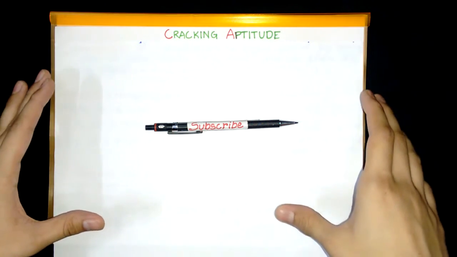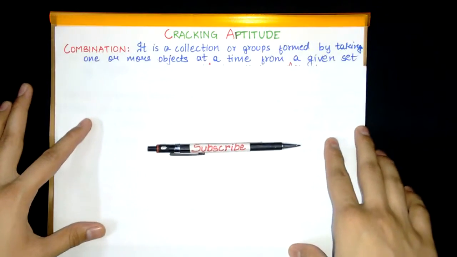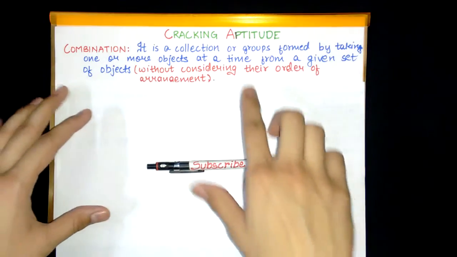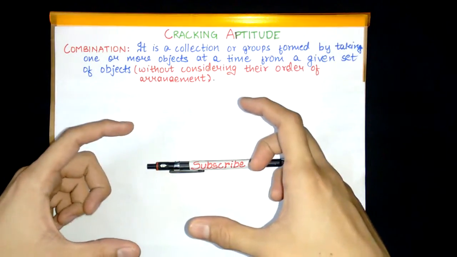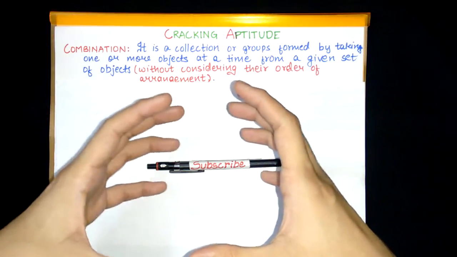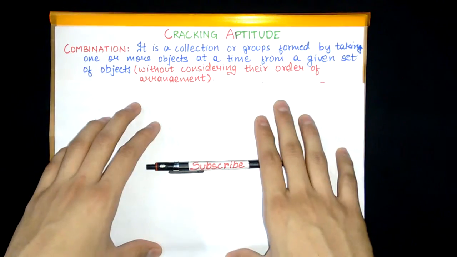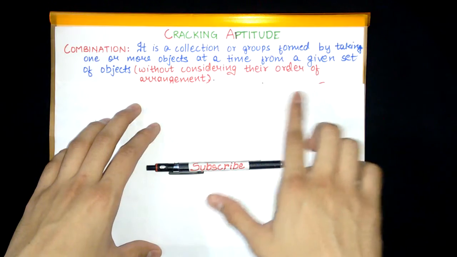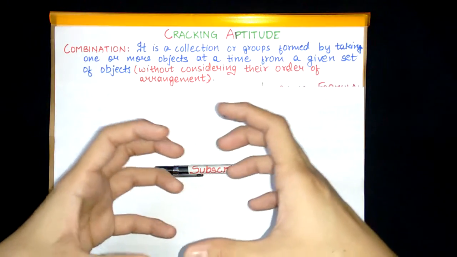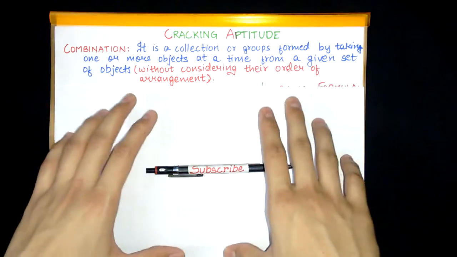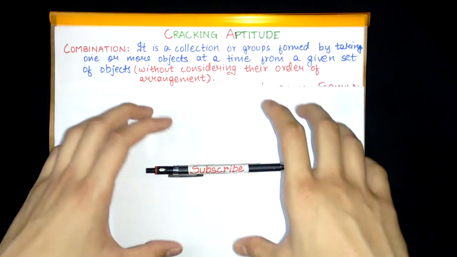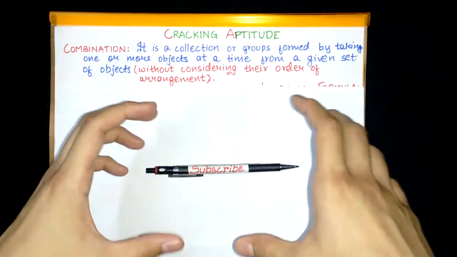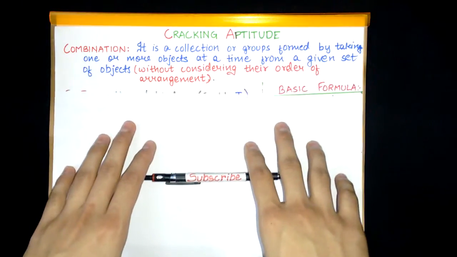Today we are going to get started with a new topic, that is combinations. So what is combination? Combination is a collection or groups formed by taking one or more objects at a time from a given set of objects without considering the order of arrangements as we used to consider in permutation. Here order of arrangement is not of any matter to us. We just have to form different collection or groups of the objects.